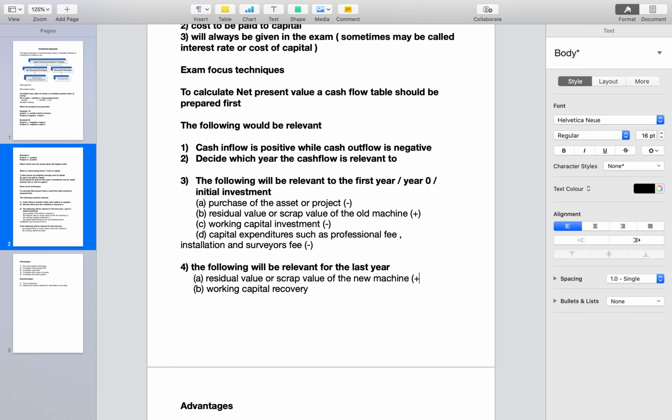And then guys, one more thing. Working capital recovery. Now remember, this should always be a plus.